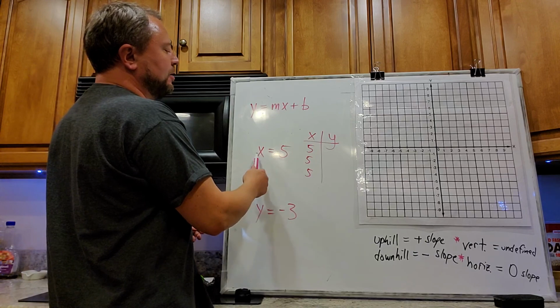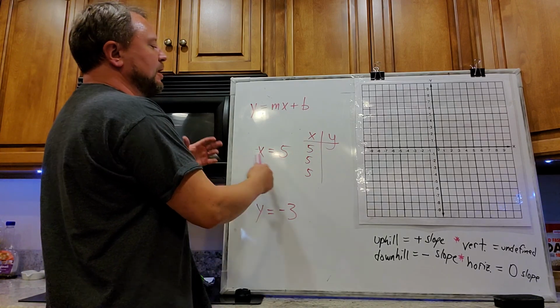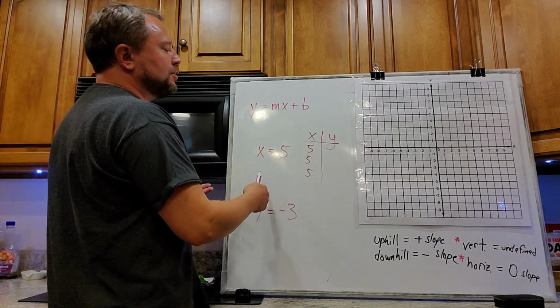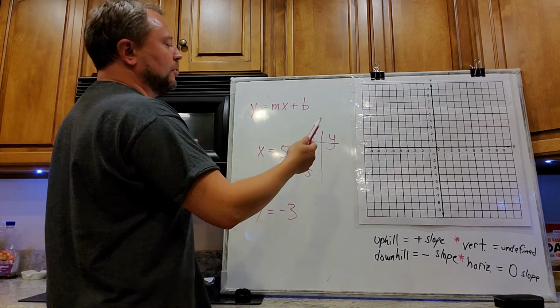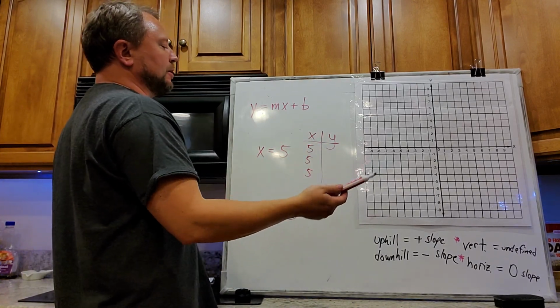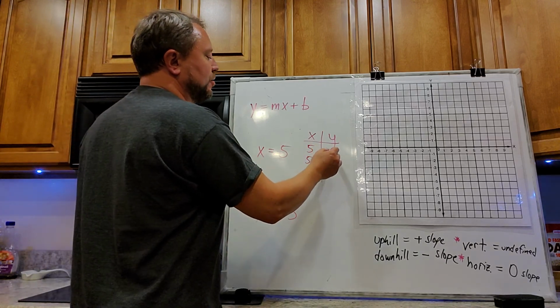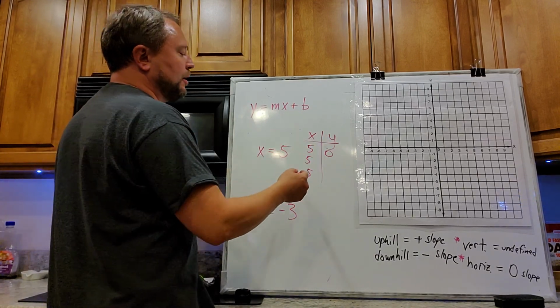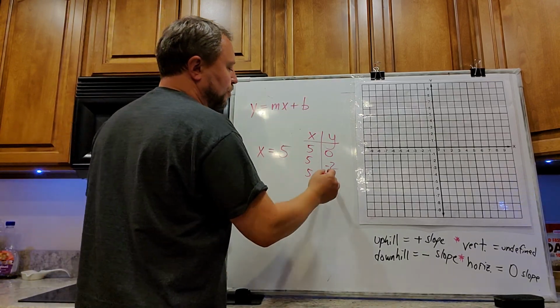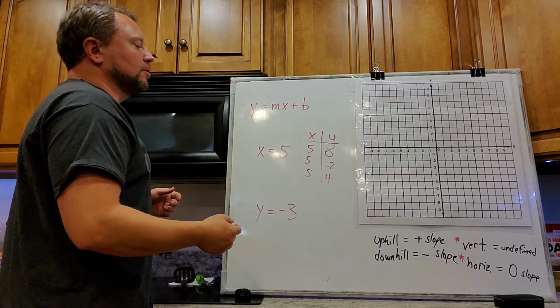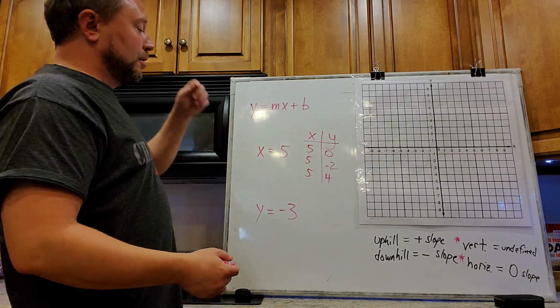Then you notice how in this equation, though, that they don't say anything about y. So since they don't say what y is, y can be anything. You know, pick any y values you like. You could pick a 0. You could pick -2. You could pick a +4. You know, any y values you want.